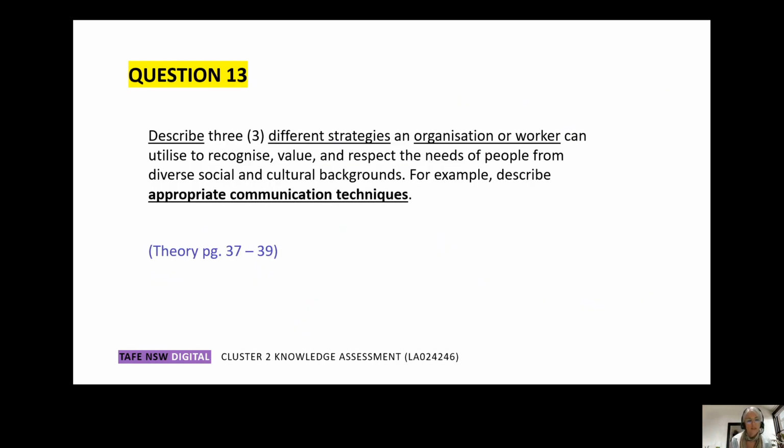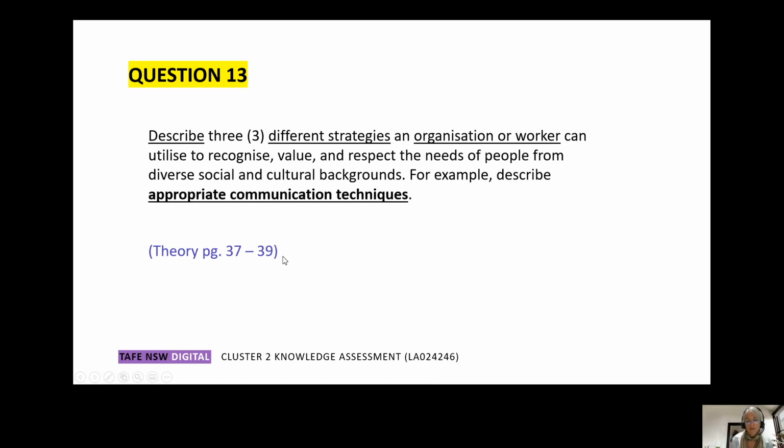Okay, question 13 says, describe 3 different strategies an organisation or a worker can utilise to recognise, value and respect the needs of people from diverse social and cultural backgrounds. For example, describe appropriate communication techniques. This is a tip in answering this question, okay?